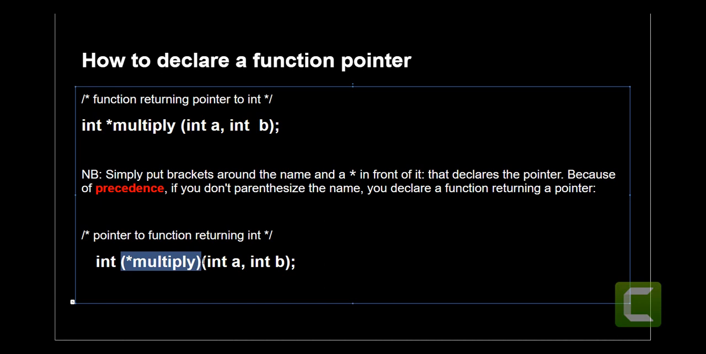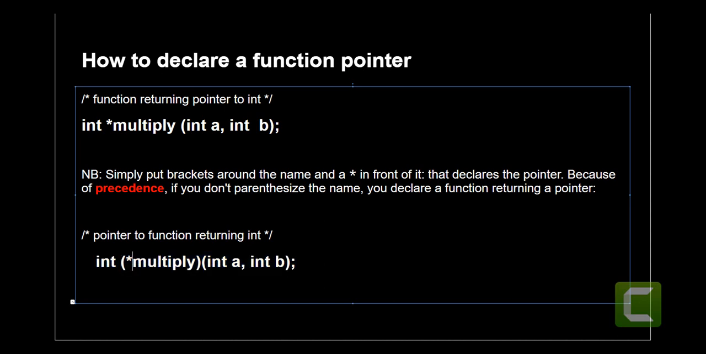Let it be a pointer first, and then what will happen next is this will be the function bit of it. So the function will take two arguments of type integer, integer a and integer b, and we know that multiply is a pointer to a function, and at the end of the day it will return an integer.